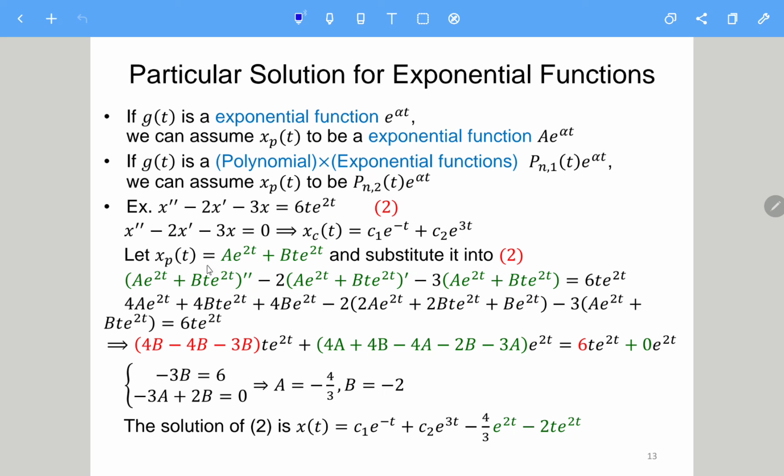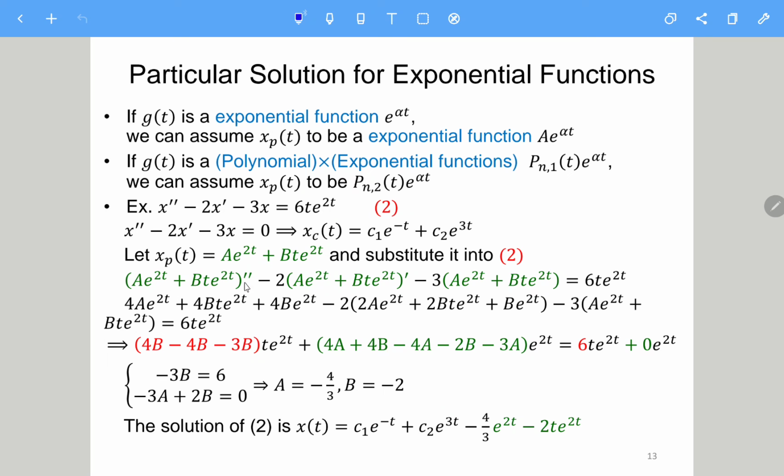So we also assume the particular solution to be a first order polynomial multiplied by the exponential function with the same exponent. So we have a times exponential to 2t plus bt times exponential to 2t, like this. And then we can plug this one into equation 2 to solve for a and b.